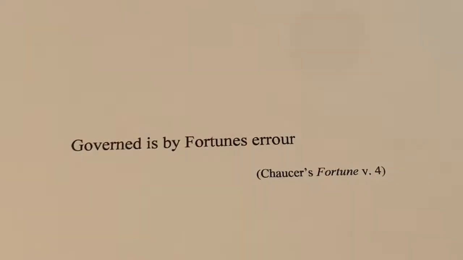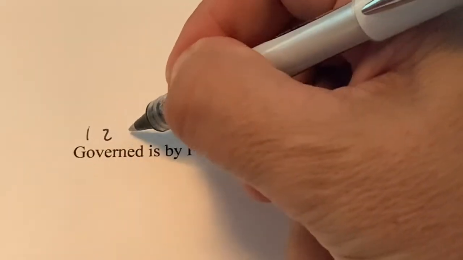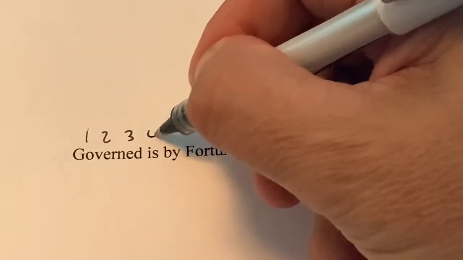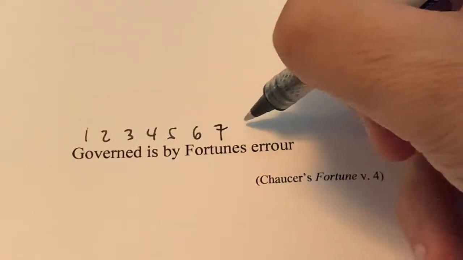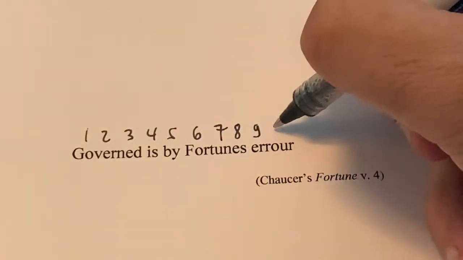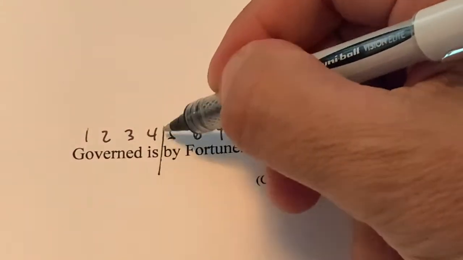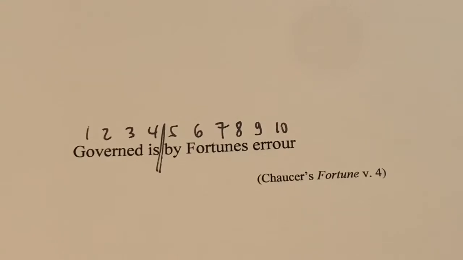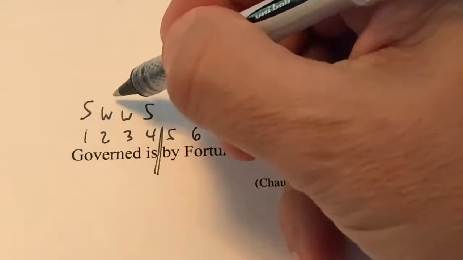Here's an example. To see trochaic inversion, let's first count out the syllables, and that's always important. Governed is by fortunis error. Governed is by fortunis error. Caesura. And now let's listen to trochaic inversion. Governed is. Governed is. These are the feet.